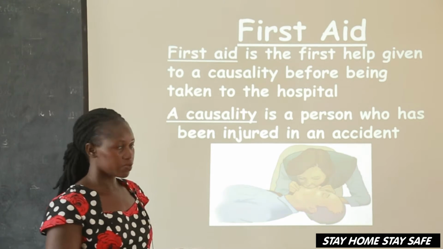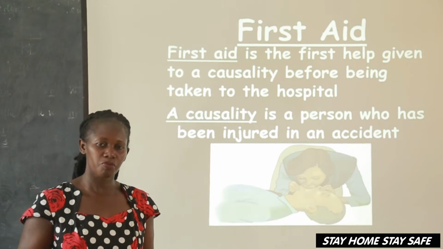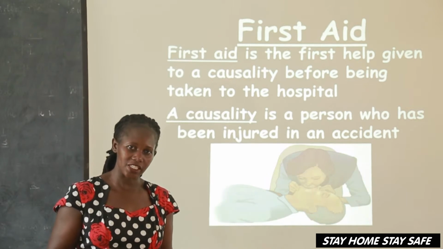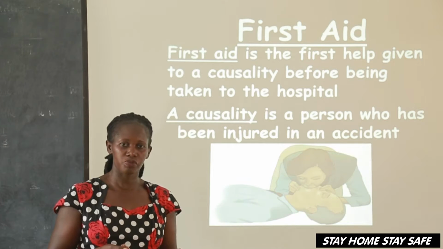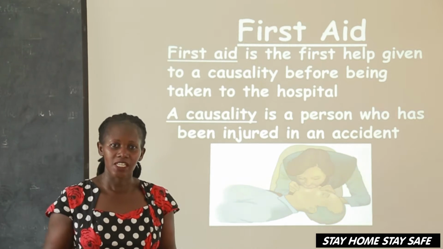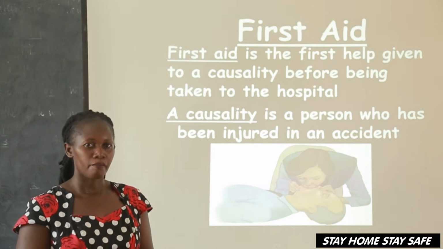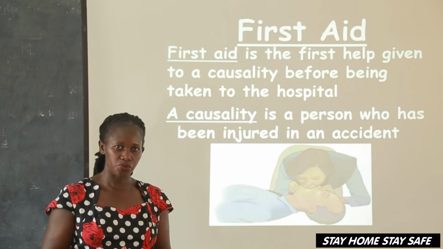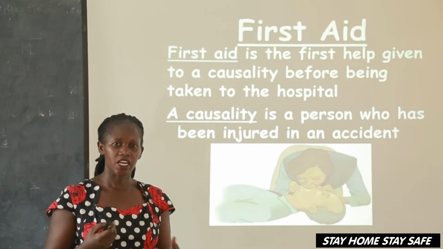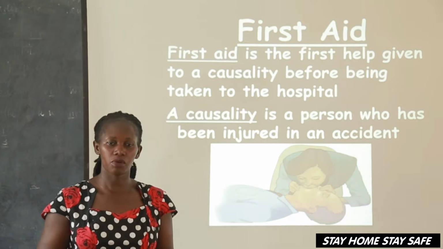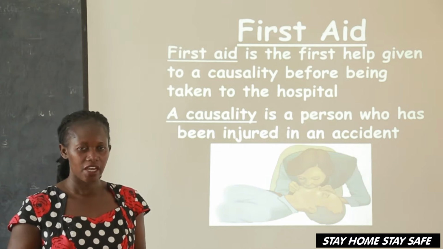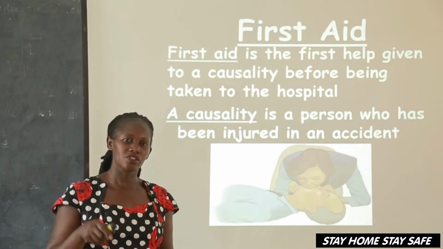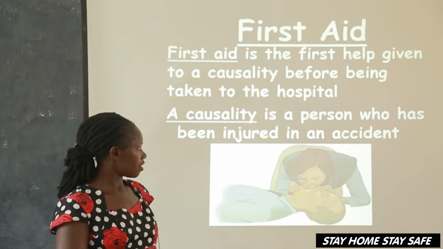So that is what we call first aid. The first help we give to a person who has got an accident before being taken to hospital. Or the first help we give to a casualty before taking that casualty to the hospital. Okay? And a casualty is that person who has got an accident. Then the one who gives first aid is called a first aider.